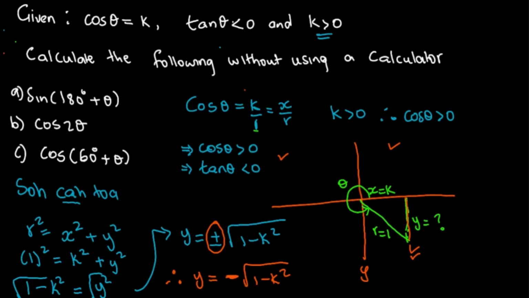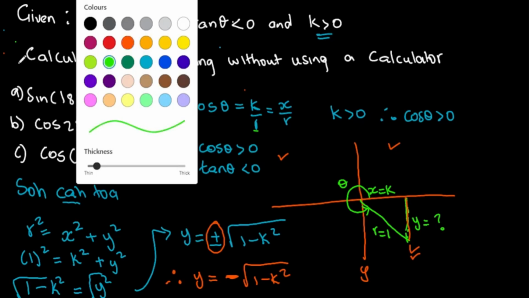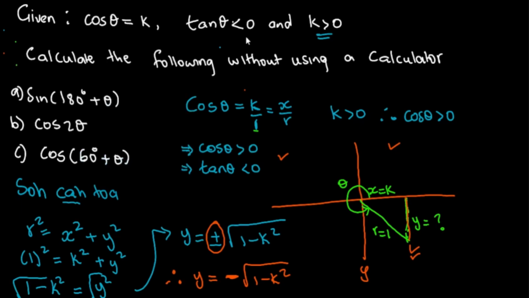So now that you have x, you have y, and you have the value of r, you can now start answering the question. But before we answer the question, let us quickly highlight the trick in this question. They gave you this k. Instead of telling you that cos theta is positive, they just tell you k is greater than 0.